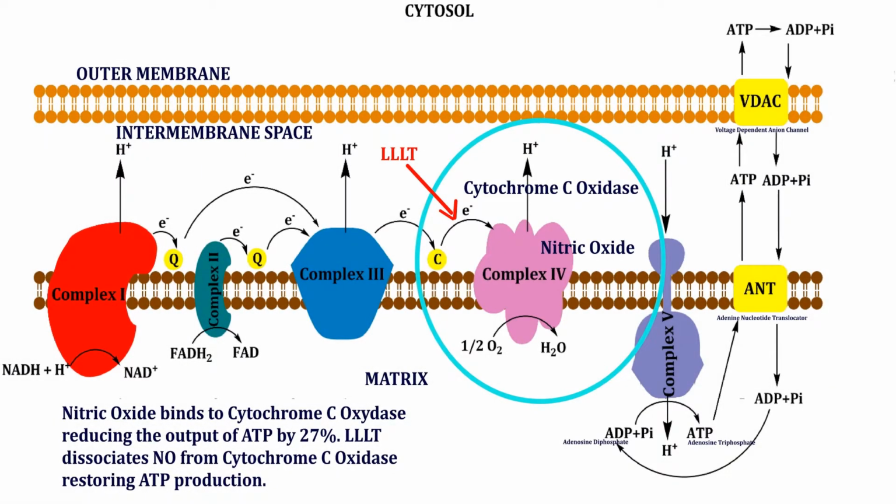Nitric oxide binds to cytochrome C oxidase, complex 4, reducing ATP production by 27%. LLLT dissociates nitric oxide from cytochrome C oxidase, restoring ATP production. This makes the immune cells better able to kill pathogens and fulfill all other immune response activities.